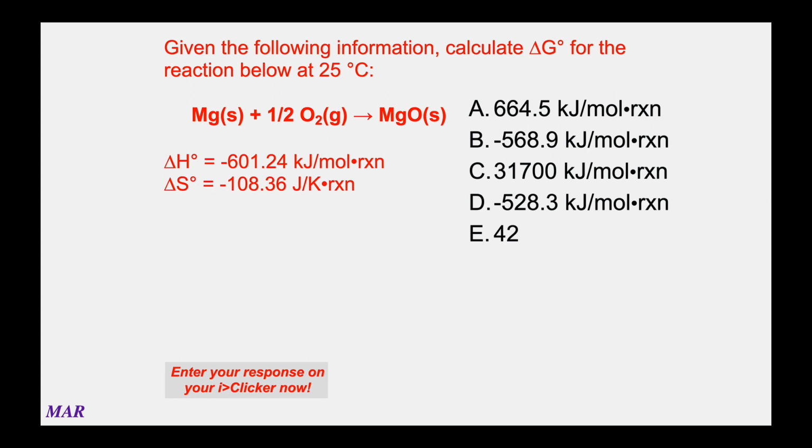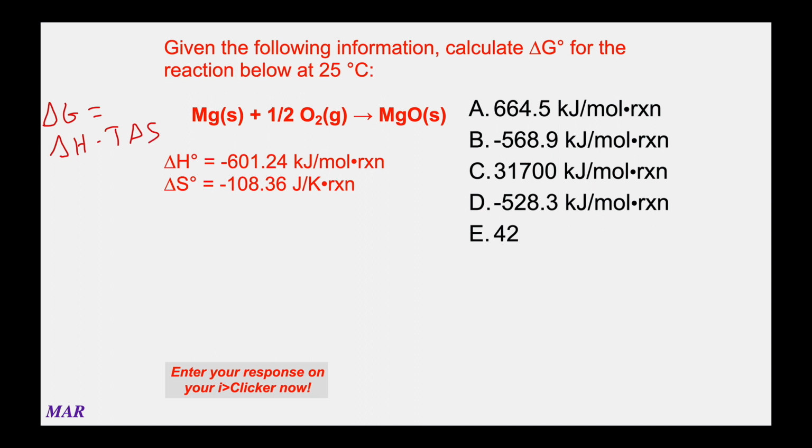Okay, at this point, I'm assuming that you've had a chance to work on the problem and you want to talk about the answer, so let's do it. This is a problem where you want to use what's called the Gibbs free energy equation. And the Gibbs free energy equation is delta G equals delta H minus T delta S, okay?